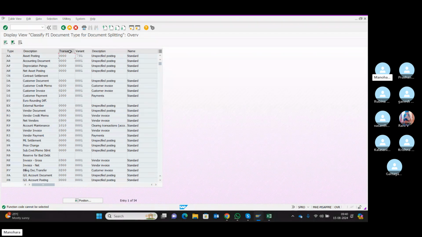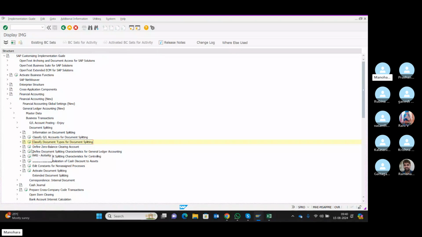This is a business transaction key, and the variant is mandatory. Based upon the document you will understand. So this is 3000000, and this 0001 is mandatory. And the document splitting characteristic for the general ledger. This is the second one.